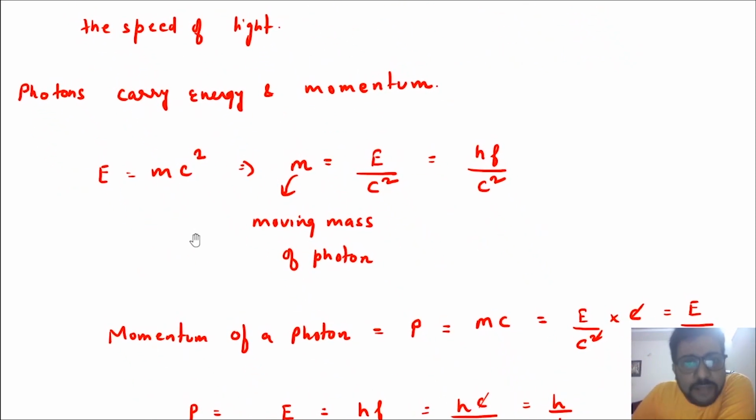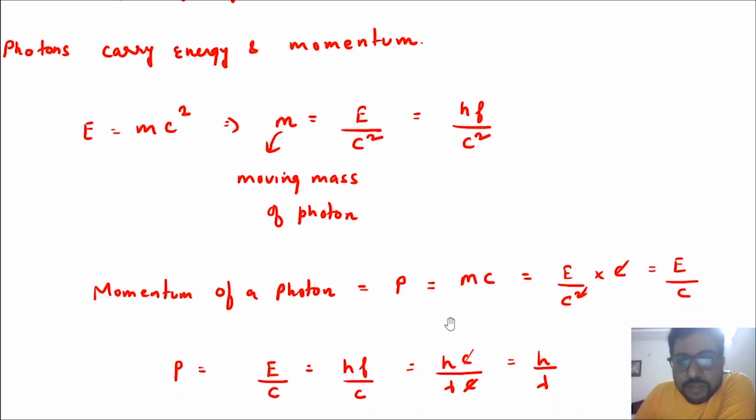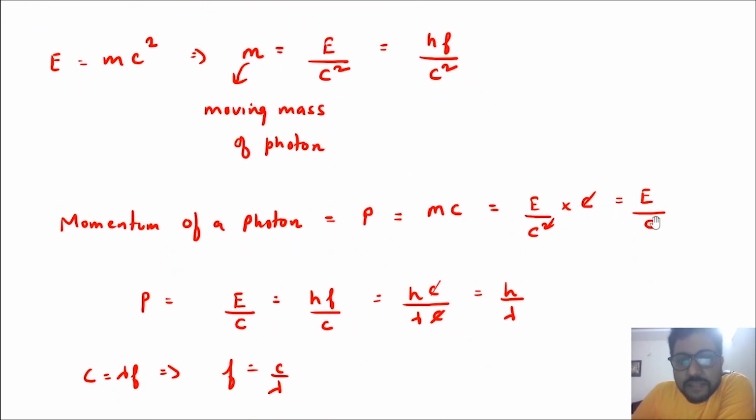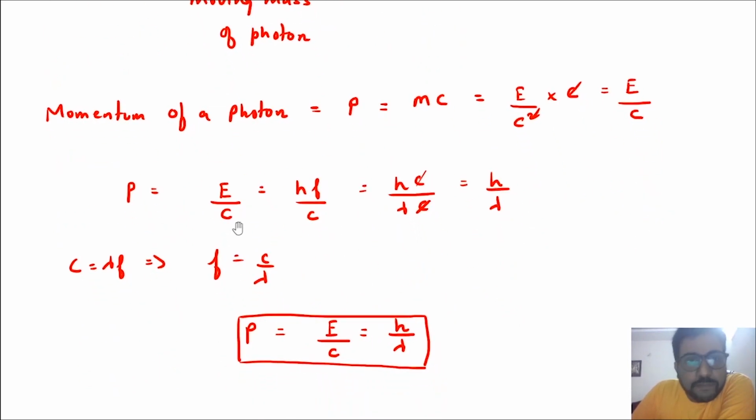So the momentum of a photon is equal to the moving mass of the photon multiplied by the speed of the photon. The speed of the photon is the speed of light. So momentum is equal to E by c squared multiplied by c, that is E by c. E can be written as hf, or hf can also be written as hc by lambda, so hc by lambda by c. So the momentum of a photon is equal to E by c, and that is also equal to h by lambda. You have to remember the formula for momentum of a photon, and obviously also Planck's relation, that is the energy of a photon. So this much momentum is carried by the photon.